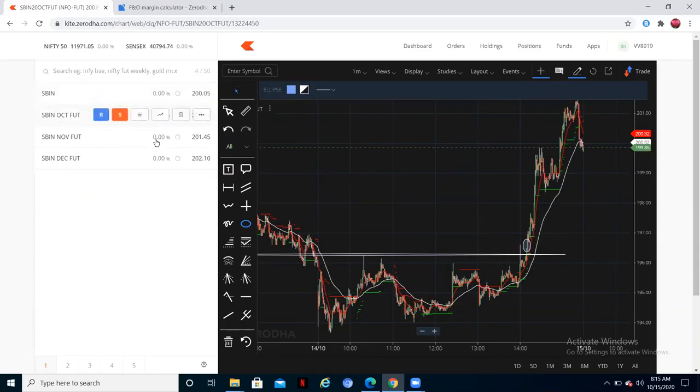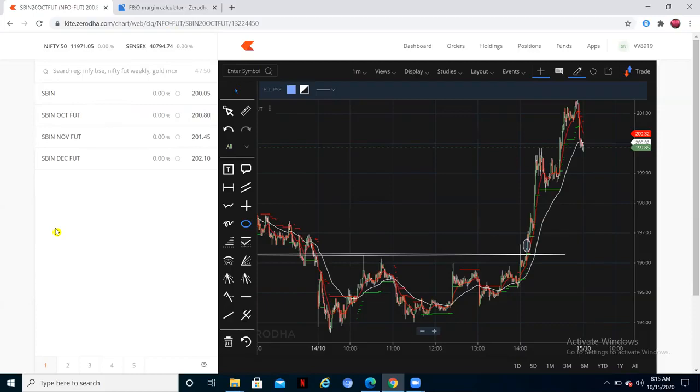So for October future, this 0.80 is the time value, the time which we are having till expiry. It is the value for that. And for November future, 1.45 is the time value. Then for December future, 2.1 is the time value. So that is the difference.